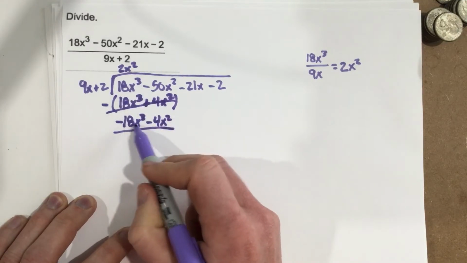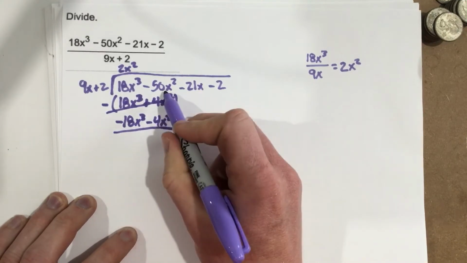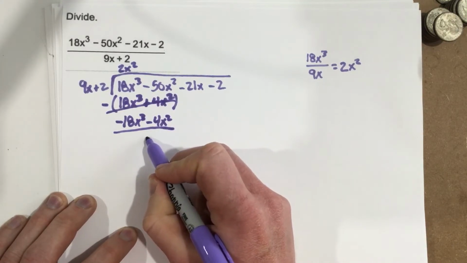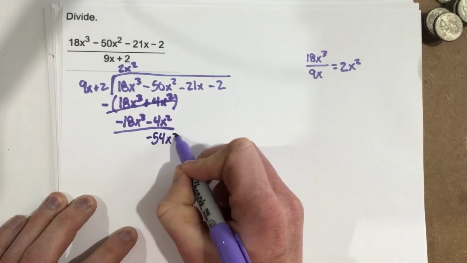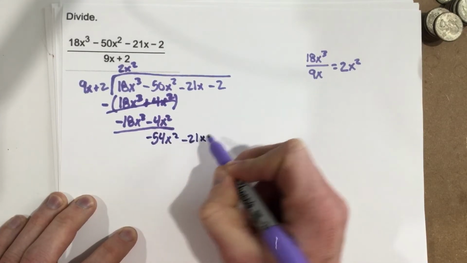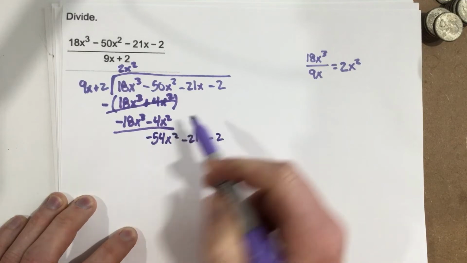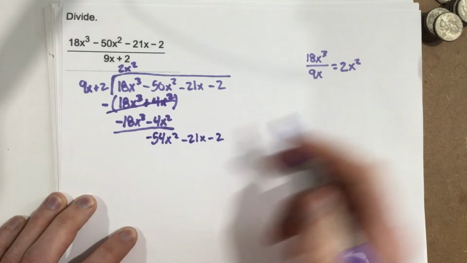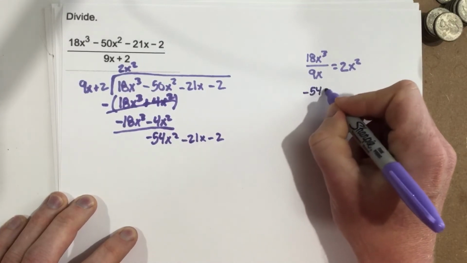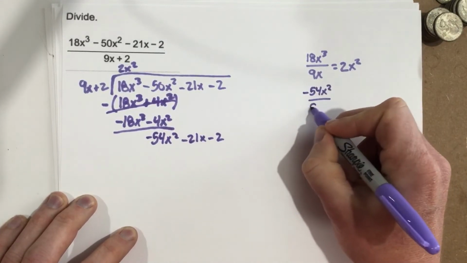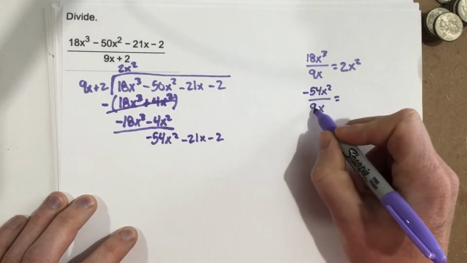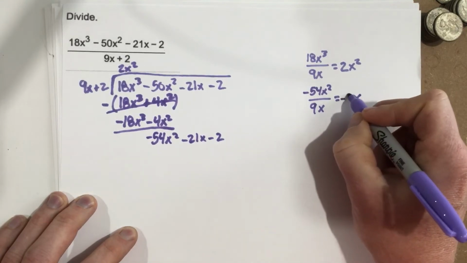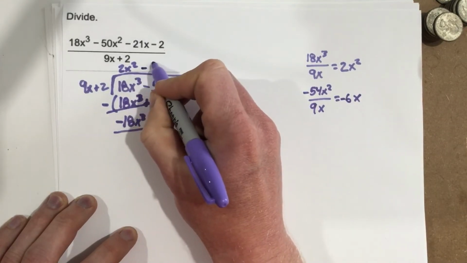So 18x cubed minus 18x cubed is 0. Negative 50x squared minus 4x squared is negative 54x squared, and we can write these other factors down below. Bring these down. So 9x goes into negative 54x squared. We can write that out here. Negative 54x squared over 9x. That's going to give you x, and negative 54 divided by 9 is negative 6. So you end up with negative 6x.